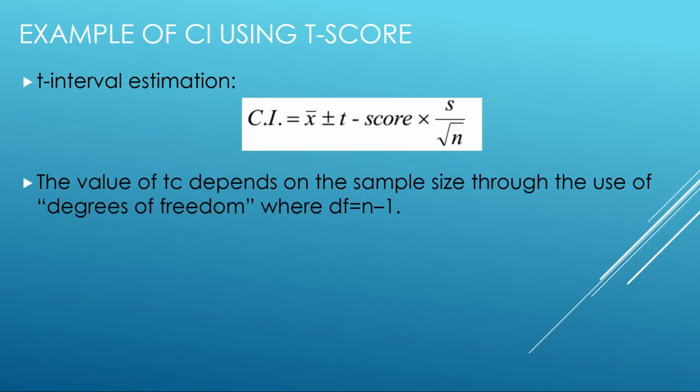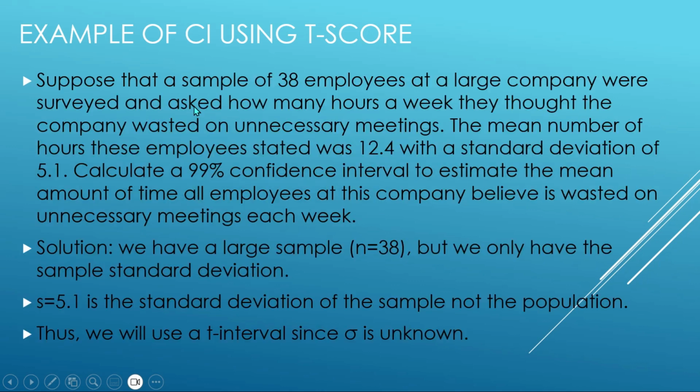Example of confidence interval using t-score. The confidence interval is equal to x̄, the mean value, plus minus t-score times s over square root of n. So it is very much similar to the previous one. The only difference is that there we were using z-score, and here we are using t-score. The value of the t-score depends on the sample size through the use of degrees of freedom, where df is equal to n minus 1. Now we look at the example of CI using t-score.